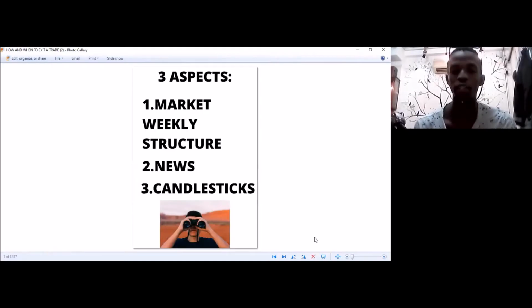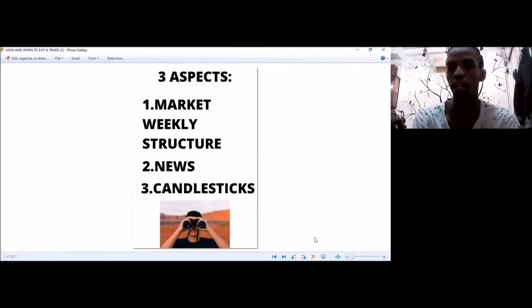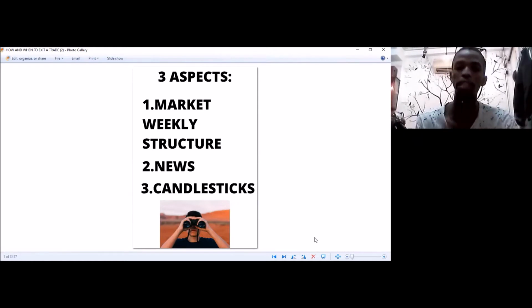So welcome back, guys. There are three aspects that you need to look out for when it comes to this. The first one is going to be market structure for that week. You just have to look at how the structure is going and see if it's actually going to be volatile, or what the market is doing for that particular pair. Other pairs might be a bit more volatile than the others, so you just have to take a look at that.